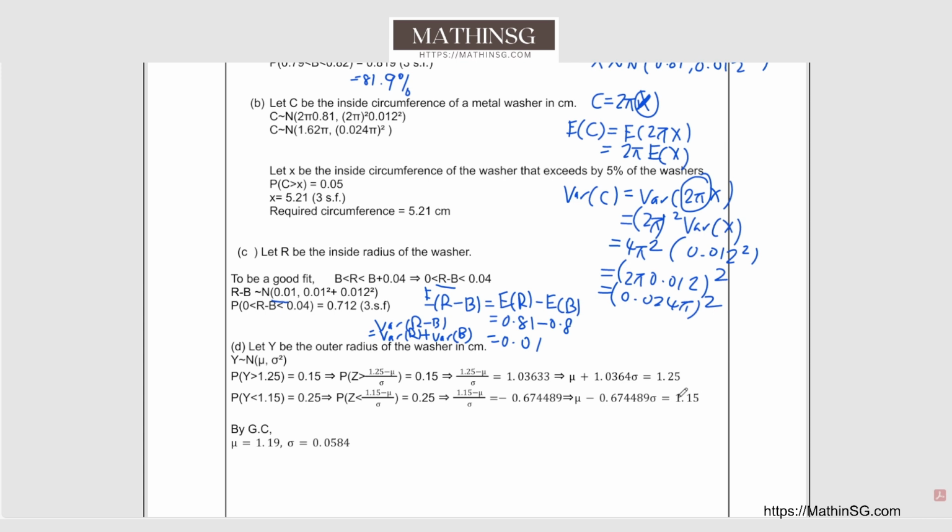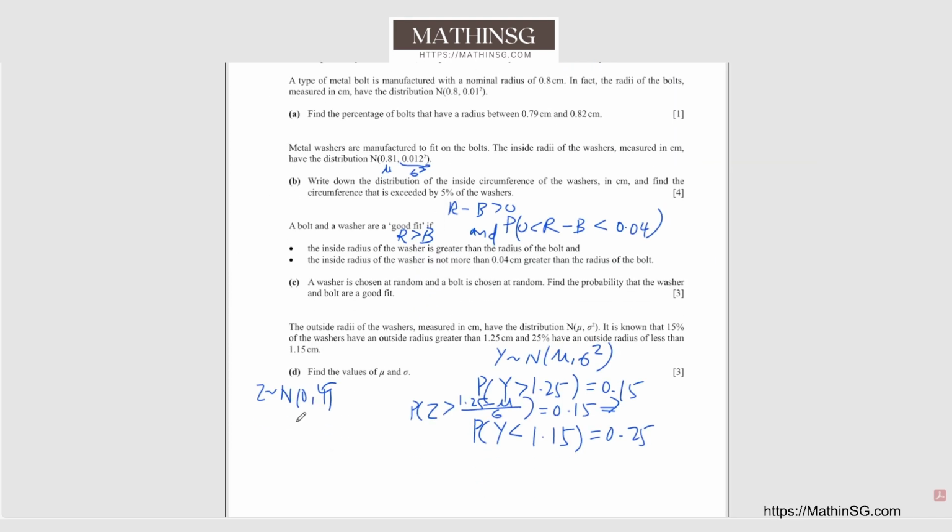Basically, now you have two equations. To solve for mu and sigma, just type it into your graphic calculator. Use Poly simultaneous, okay, to solve for it, or alternatively, you can use your scientific calculator if it can solve simultaneous equations. So by GC, you'll get a mu value of 1.19 and a sigma value of 0.0584. Okay, and that's how you do D.